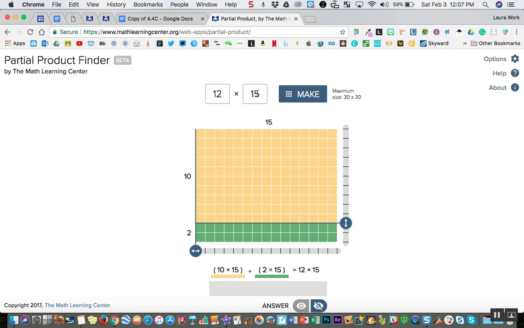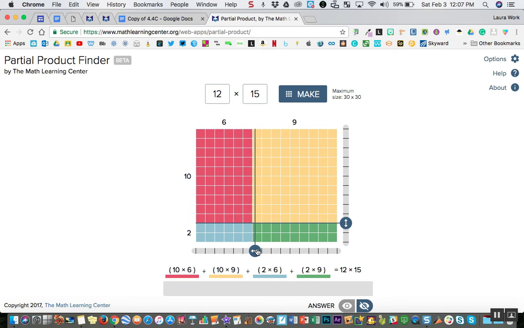When I look at my next number, I have 15. So again, I know that I'm going to have to represent what's in my tens place, which is, in this case, a 10, and how many ones are in the ones place. In this case, it's 5, which is 15. And now the partial product finder has created a picture for me to better understand how I can break this up and decompose into smaller numbers.